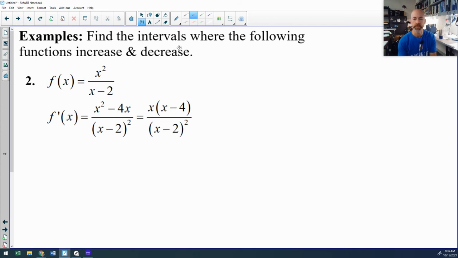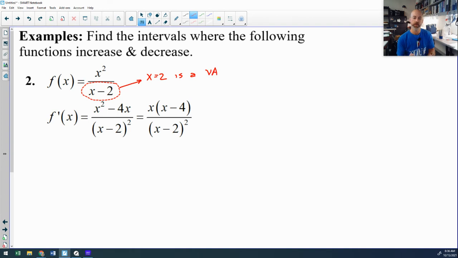Same question, intervals of increase, decrease. And again, I have already found and cleaned up the derivative. And there is one thing on this one you need to be aware of that did not happen on the last problem, and that is potential domain situations. If I am ever dividing by x's, I will start by identifying where my function is undefined. And for this particular problem, it turns out that x equals 2 is a vertical asymptote.